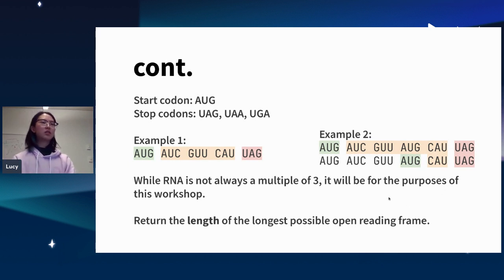What the interviewer would be asking for is to return the length of the longest open reading frame. For example 1, that would be 9, so 9 letters. For example 2, that would be 12 letters. We ignore the second yellowed part because that's 3 letters, and 12 is more than 3.